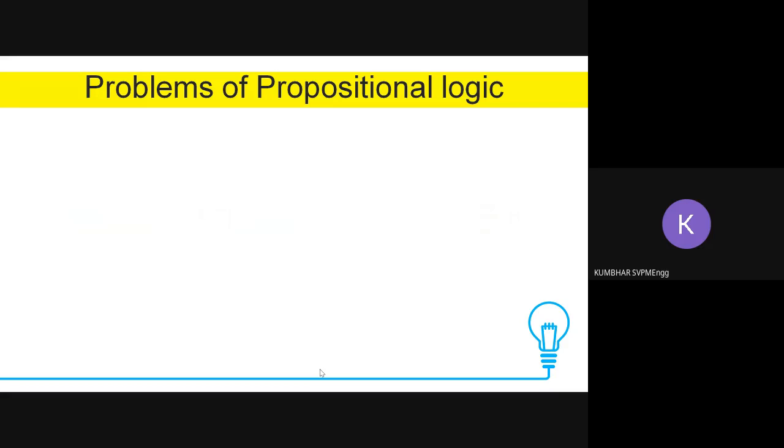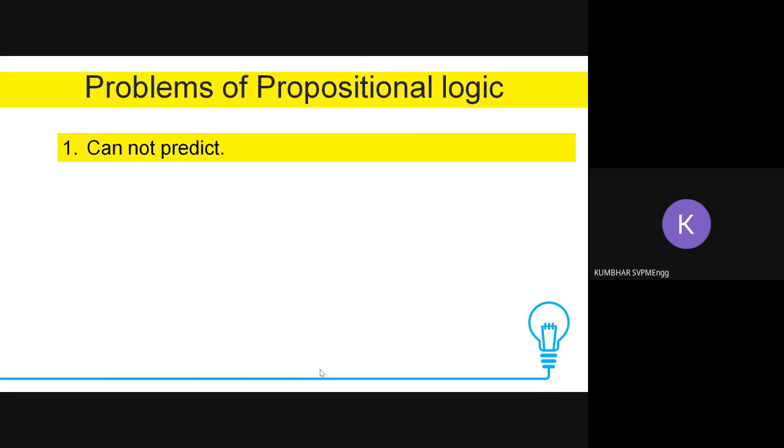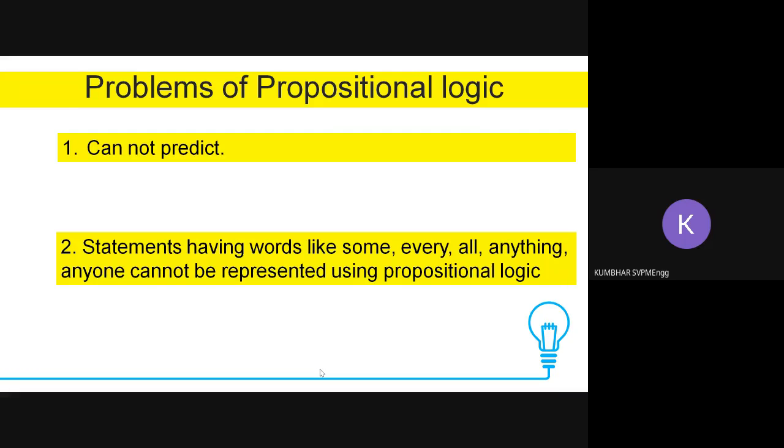What are the problems we are facing with propositional logic? First, propositional logic can't predict anything. And the second problem we discussed was statements having words like some, every, all, anything, anyone. Propositional logic doesn't have any way to express things like some, all, every, anything. Because of these two issues, today we are going to learn first order logic.